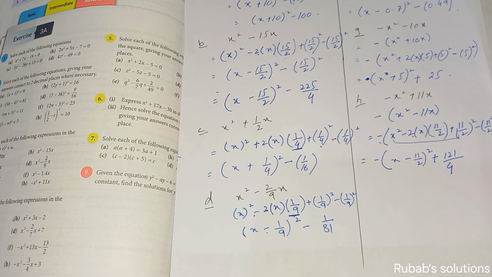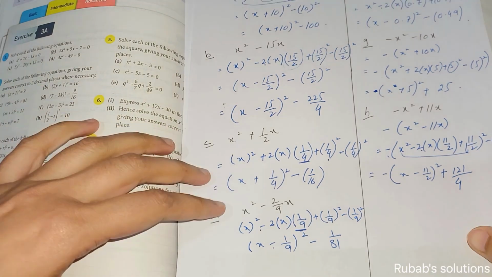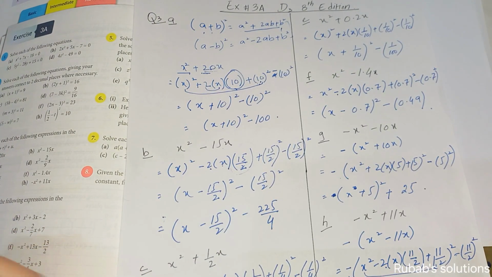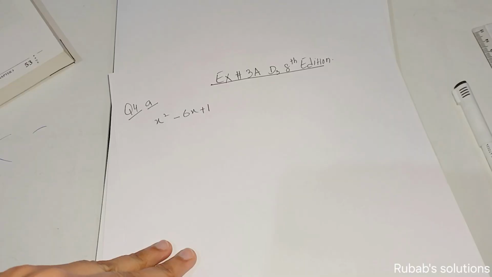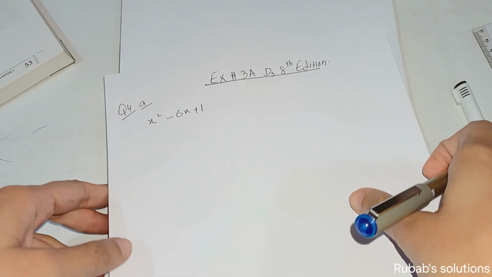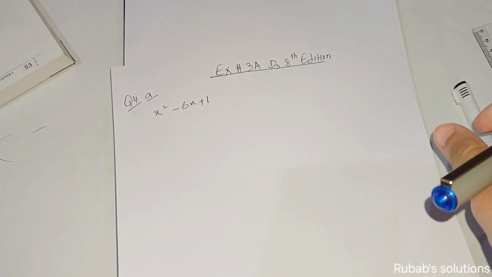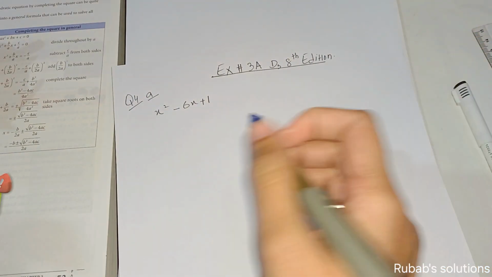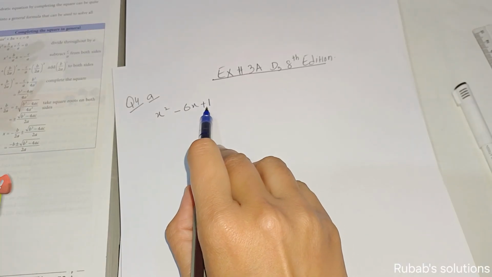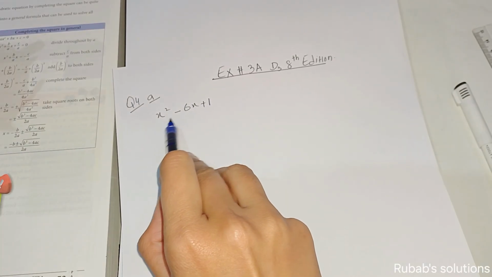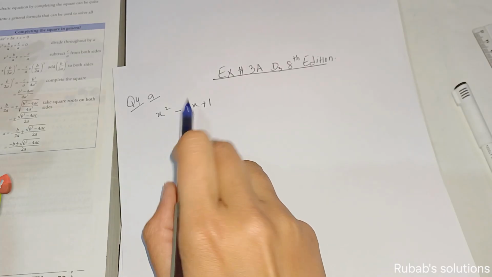Moving towards question number 4. This is all about your question number 3. Okay, question number 4, part A is x square minus 6x plus 1. Now, there is an extra term that is this plus 1, but I will not do anything with this one. I will apply the formula only on these two terms as I was doing in the previous question.